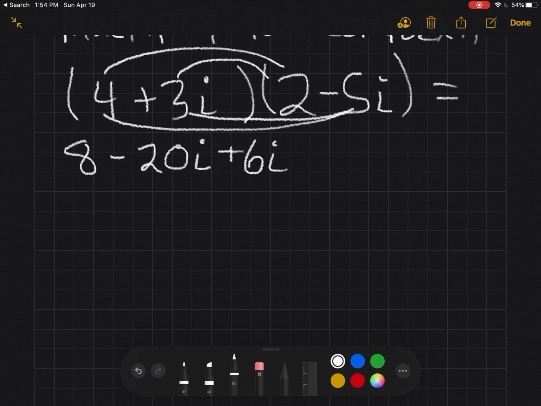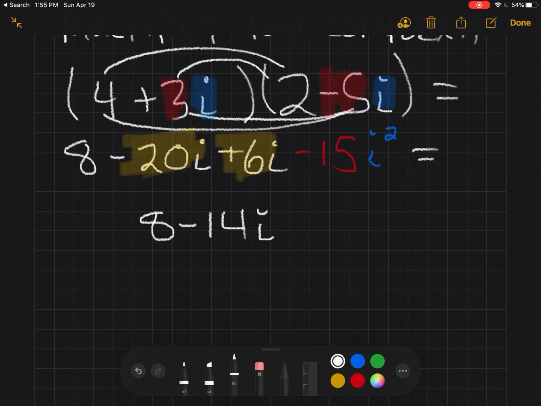So I would do 4 times 2 and get 8. 4 times negative 5i and get negative 20i. 3i times 2 and get positive 6i. Then I have 3i times negative 5i. So here is where you want to pay close attention, because the 3 times the negative 5 is going to give me negative 15, but the i times the i gives me i squared. And that's going to be important when we simplify in this next step.